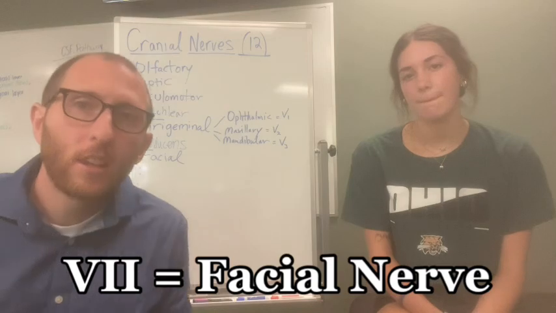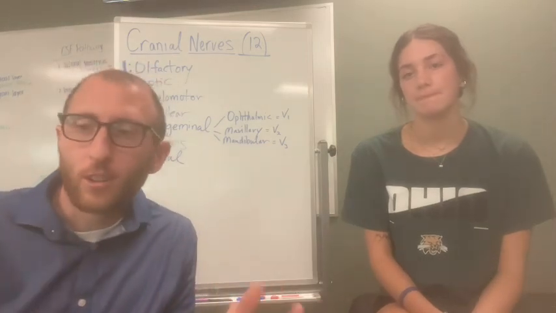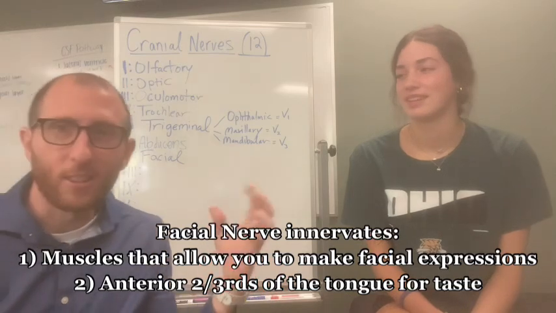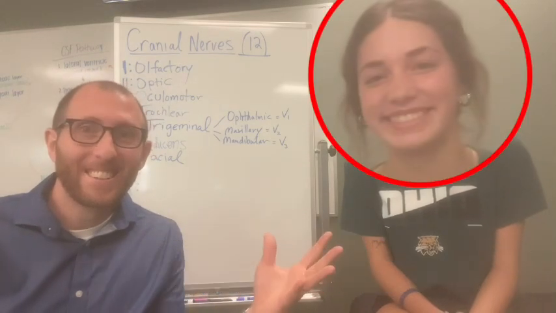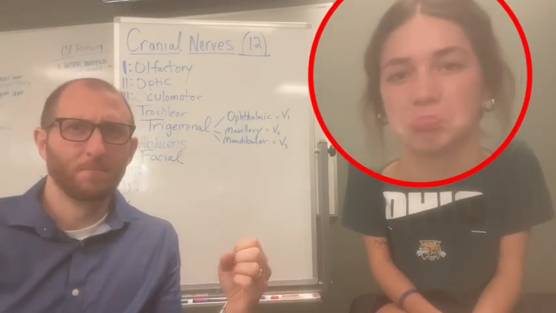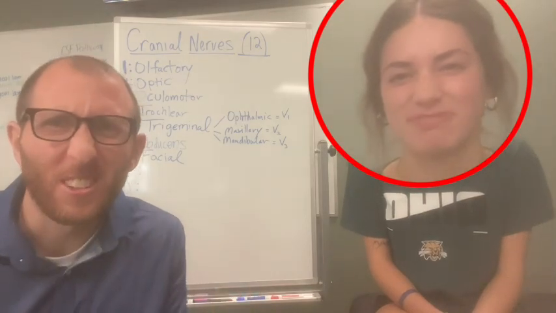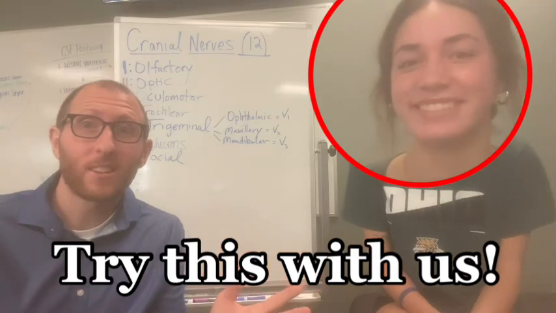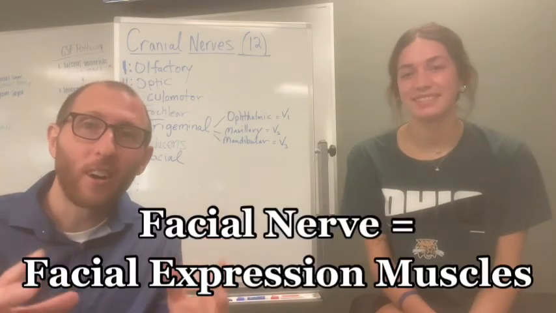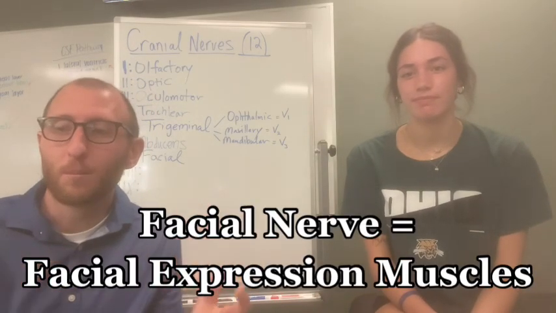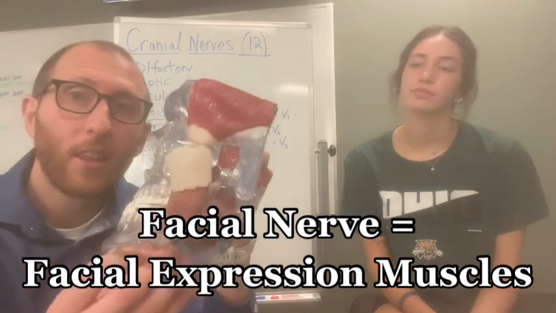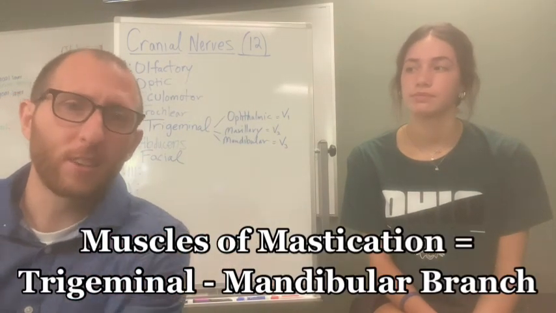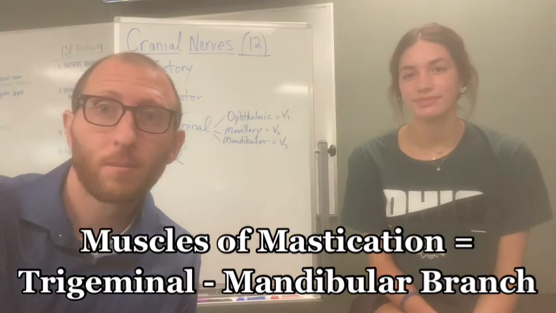Facial nerve is talking about the facial expression muscles. Olivia, can you go ahead and smile real big for us? And frown. And squint your nose up real tight. Raise your eyebrows. Perfect. Those are the facial expression muscles, different than the muscles of mastication. So cranial nerve 7, facial expression muscles.